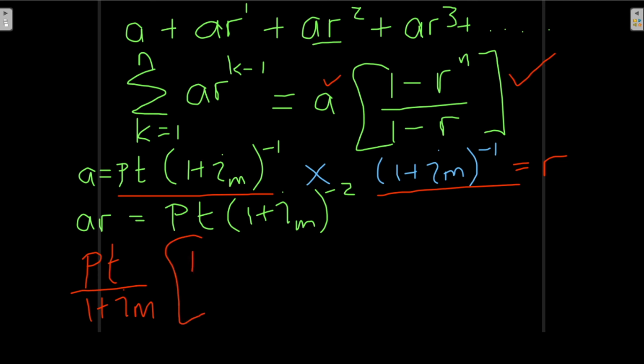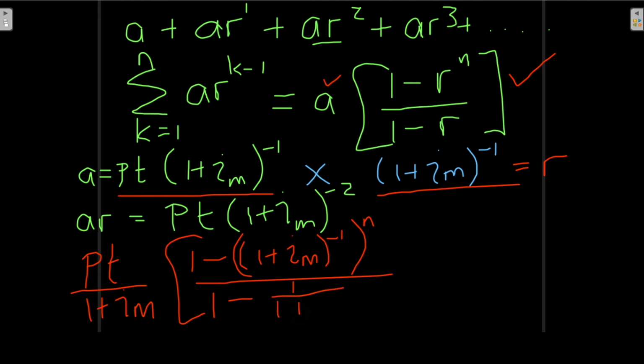Then it is 1 minus R to the N. Now my R is (1 + i_m)^-1, so it is (1 + i_m)^-1, and then I take that to the power N. And then I divide it by 1 minus R. So 1 minus, and R is (1 + i_m)^-1, or I can write it as 1 over (1 + i_m). Okay, and now we can simplify this a little bit further.